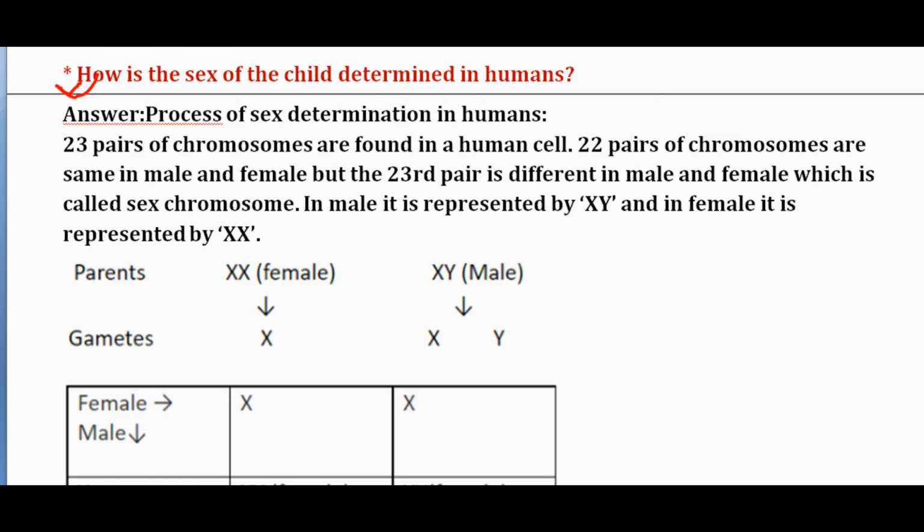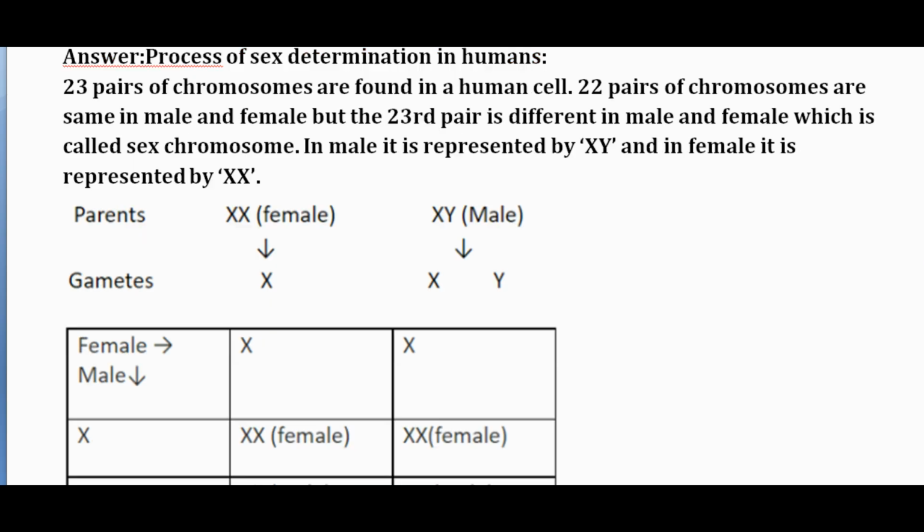Now the next question, how is the sex of the child determined in humans? Process of sex determination in humans. 23 pairs of chromosomes are found in the human cell. 22 pairs of chromosomes are the same in male and female, but the 23rd pair is different in male and female, which is called the sex chromosomes. In male, it is represented by XY, and in female, it is represented by XX.